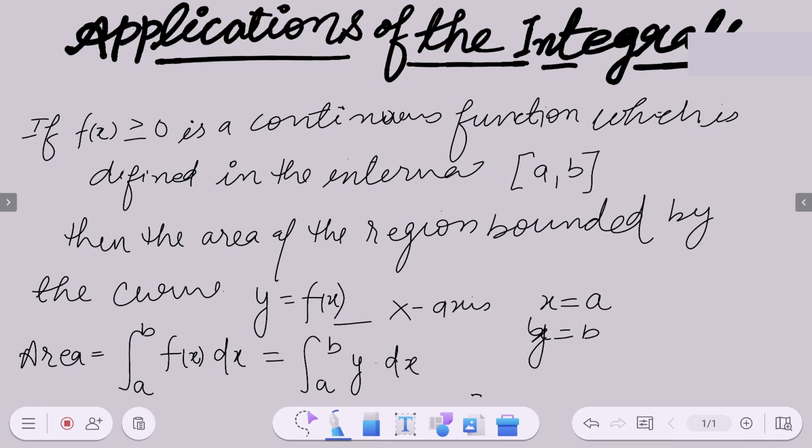This curve lies above the x-axis. Now this condition, when f(x) is greater than 0, in the second way, if f(x) is less than or equal to 0. In this condition, in the same way, f(x) is a continuous function which is defined in a closed interval a comma b.